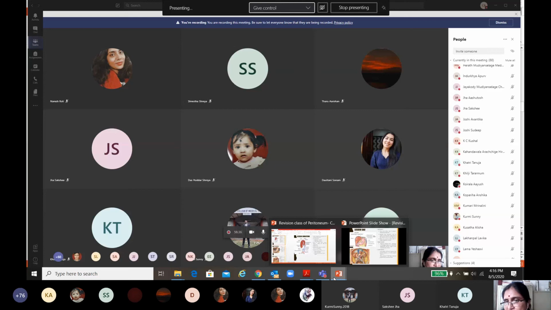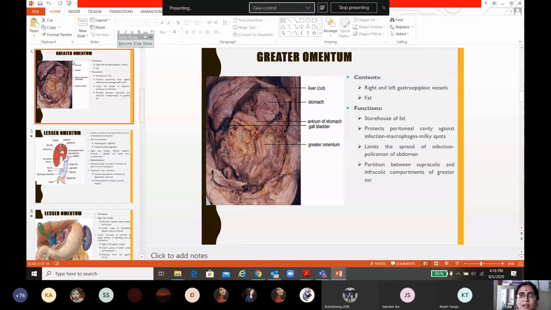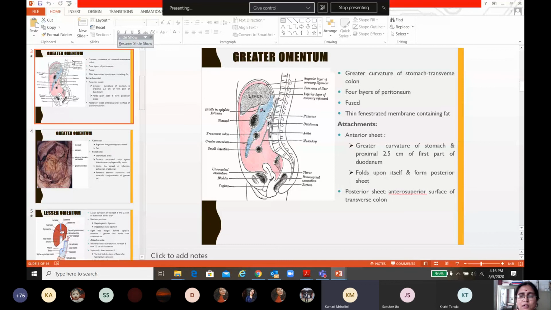Mrinalini Kumari, are you there? Yes, ma'am. Okay, Mrinalini, what is the attachment of the greater omentum? Very easy question. It is a peritoneal fold suspending from which curvature of the stomach? Lesser curvature or greater curvature? Very good. Greater curvature. So it has two sheets. What are the two sheets?